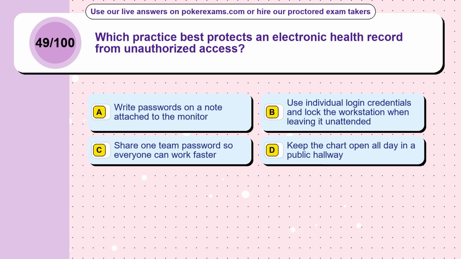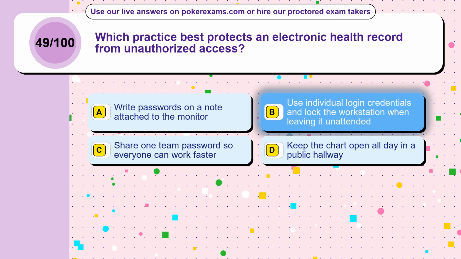Question 49. Which practice best protects an electronic health record from unauthorized access? Option A. Write passwords on a note attached to the monitor. Option B. Use individual login credentials and lock the workstation when leaving it unattended. Option C. Share one-team passwords so everyone can work faster. Option D. Keep the chart open all day in a public hallway.